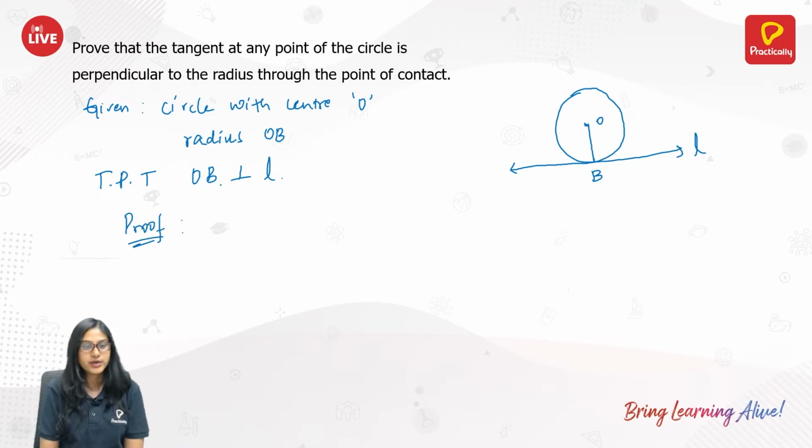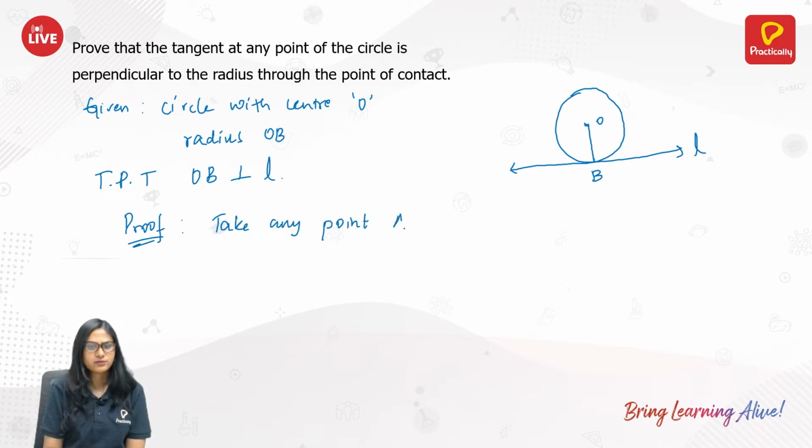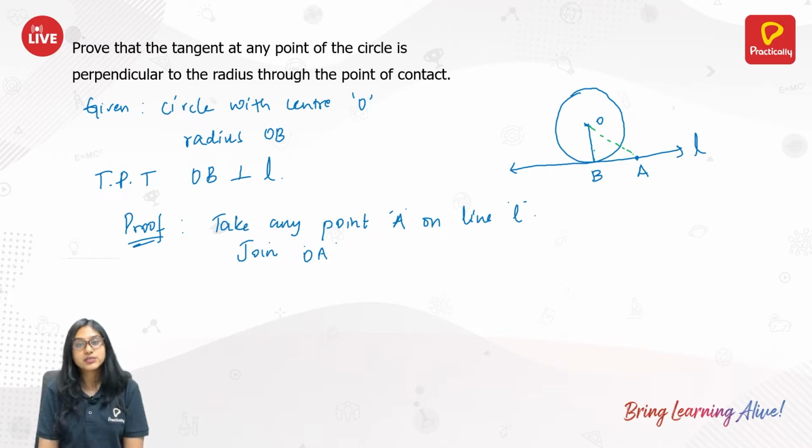So to prove it, first let us take any point A on line L. Okay. So let me just take this to be A. Join OA. Let me just use another color so that you can find the difference. OA. And let the intersection of the circle and the line OA be at point C.